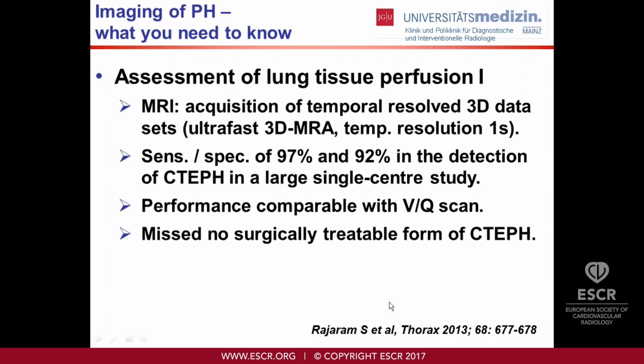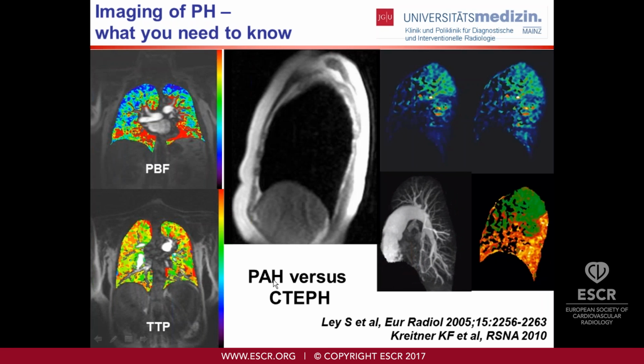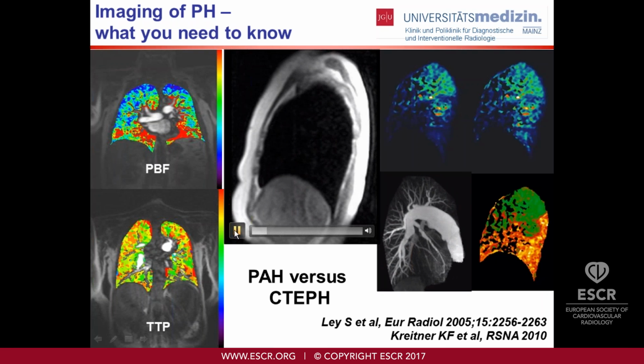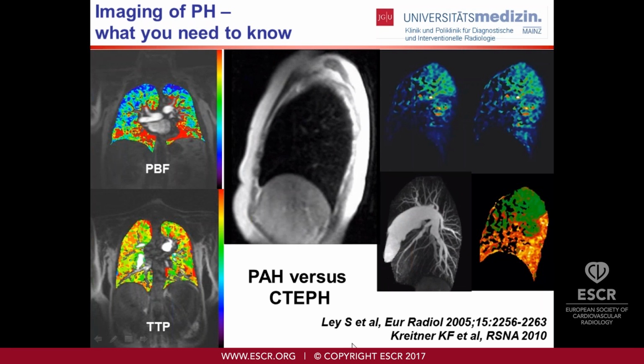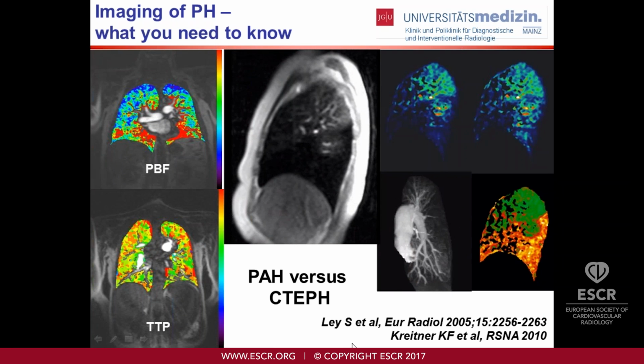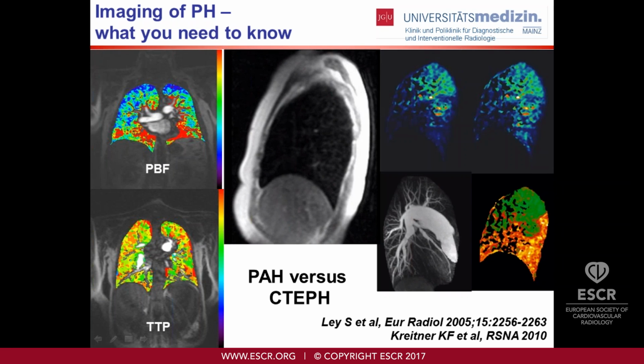I just want to show you two examples from our own files where you can also use this imaging technique in the differentiation between pulmonary arterial hypertension and CTEPH, where we have a more homogeneous finding in pulmonary arterial hypertension with a prolonged mean transit time. We have no wedge-shaped perfusion defects, and these are the data in a patient with CTEPH.